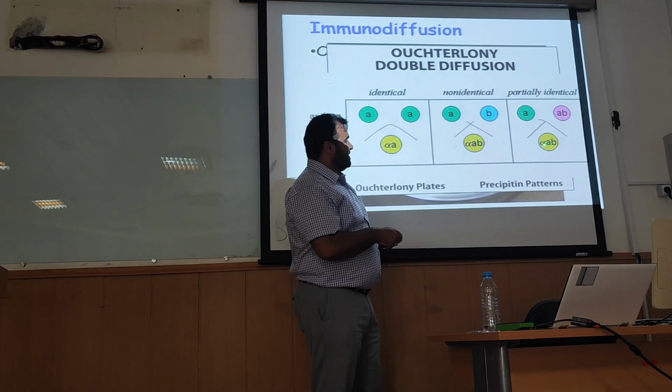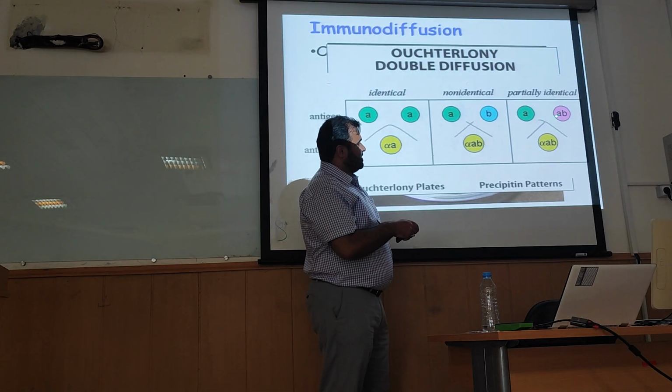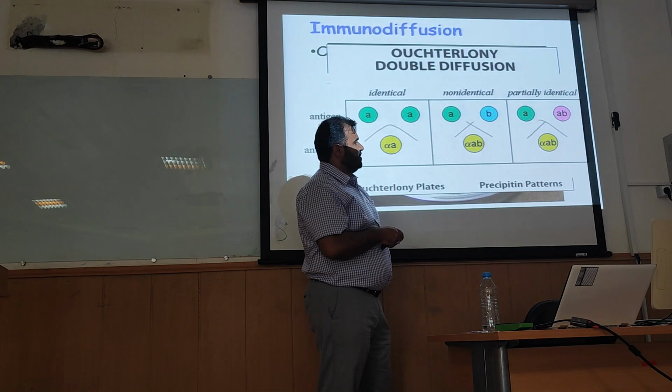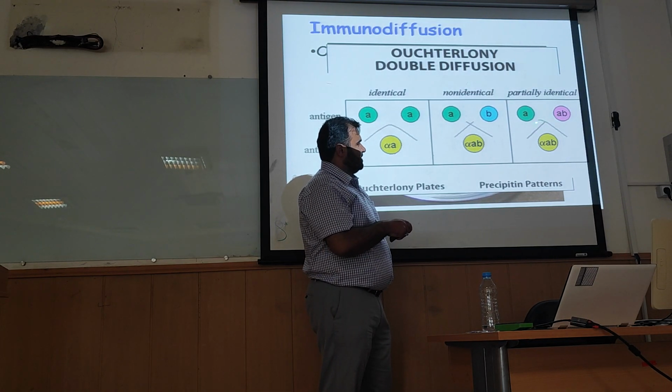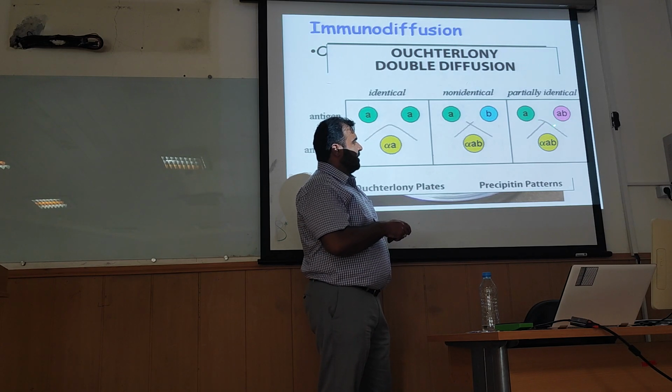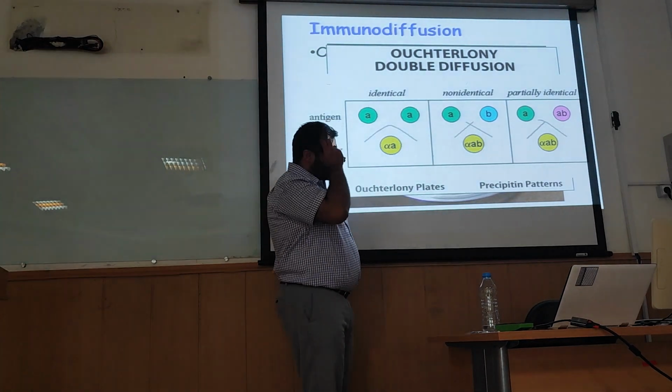But if you have anti-AB antibody and it recognizes that, it creates a partial identity, or it creates a spur. We say spur to this part here. Meaning it recognizes this, but it doesn't recognize that. Why are they important?